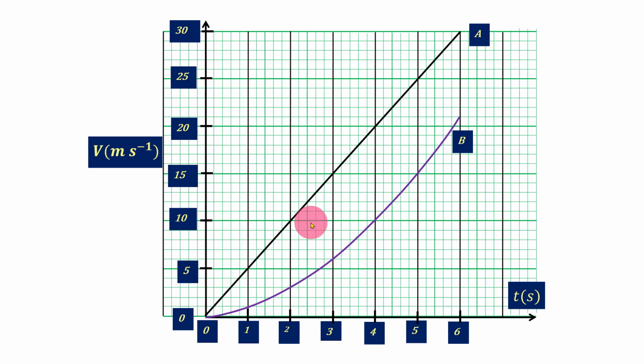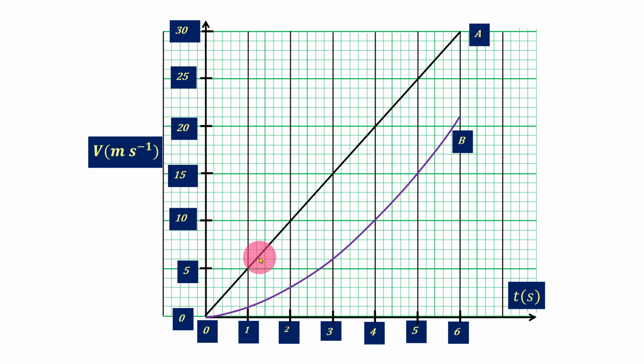And then we need to ask ourselves, what does the gradient of a velocity time graph represent? The gradient of a velocity time graph represents acceleration. So you'd be able to see that since here the gradient is constant, or it's uniform, or it is the same, it implies that the acceleration is also constant.